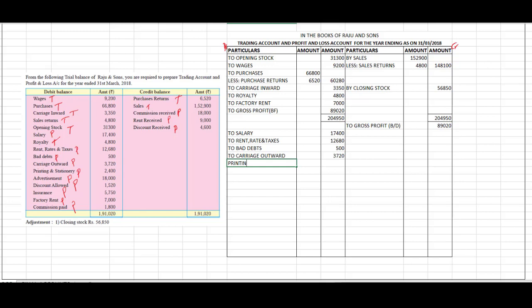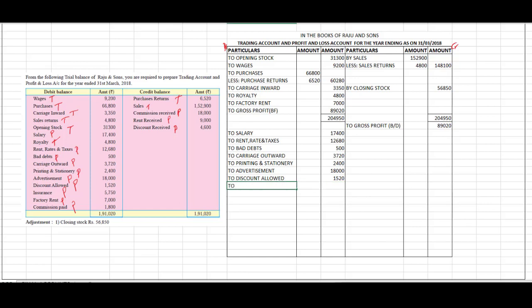And next thing is printing and stationery, amounted to rupees 2,400. After printing and stationery we can see advertisement, that is amounted to rupees 18,000. And next thing is discount allowed, that is amounted to rupees 1,520.